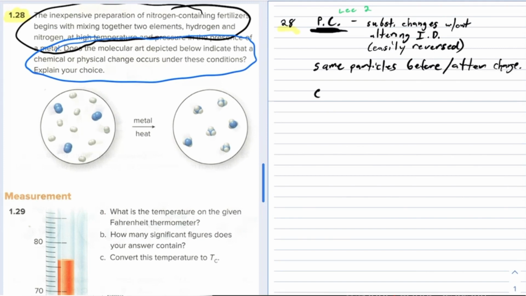Okay, let's compare this with a chemical change. We discussed chemical changes in the last problem, and you'll also read about these more in lecture 3. A chemical change occurs when a substance changes, and it alters its identity, and it's not easily reversed.